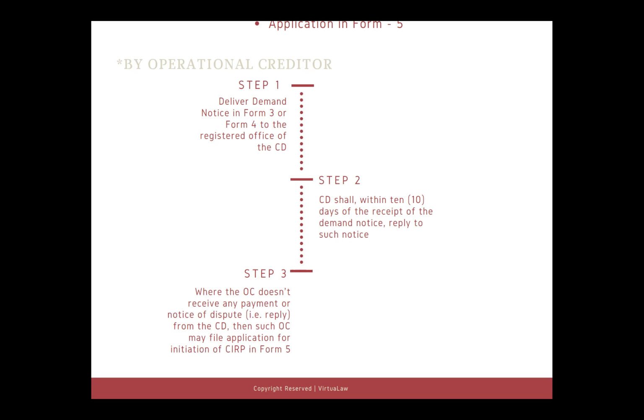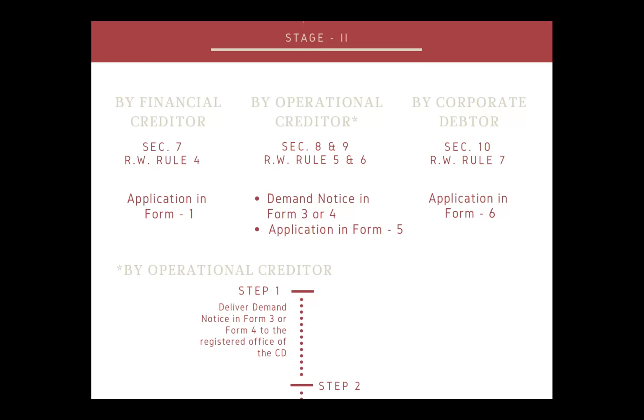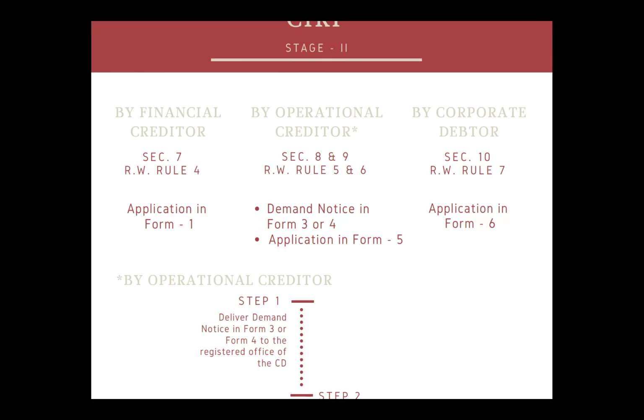So now that we have covered 2 stages, stage 1 is where a default has occurred. Stage 2, the moment default has occurred, how can someone initiate CIRP? So occurrence of default is something substantial, whereas this stage 2 is completely procedural in nature. Now I will spend a fair bit of time on this differentiation between financial creditor and operational creditor. You might feel that a financial creditor directly files an application in Form 1. An operational creditor can't do it. They should issue a demand notice and wait for the reply. If there is an existence of dispute, they cannot initiate CIRP. Why these restrictions for an operational creditor? Why didn't you give such restrictions to a financial creditor?